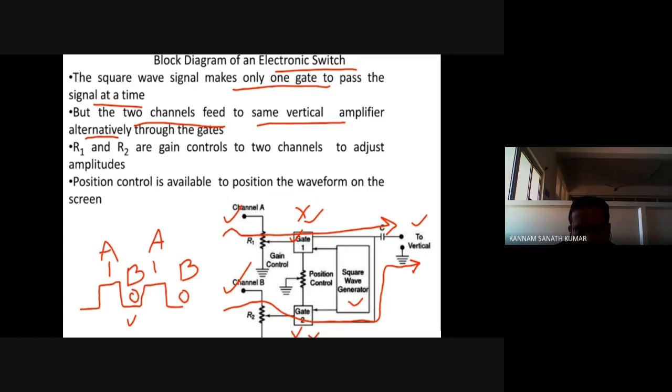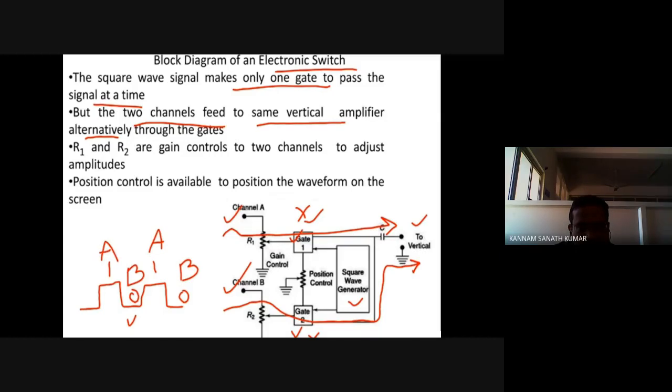When B is 0, gate 1 is not selected and gate 2 is selected, so channel B is passed through the vertical amplifier. Similarly, A is 1 means this one is selected and this one is not. Alternatively, A and B are selected, so it will switch between channel A and channel B. The square wave makes only one gate pass the signal at a time, though two channels are fed in. Same as I explained in the previous slide.